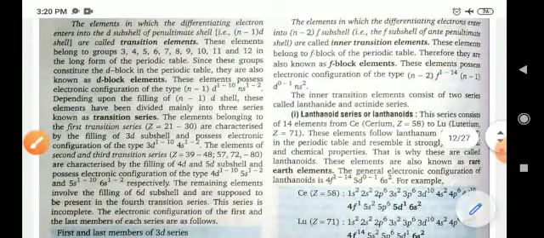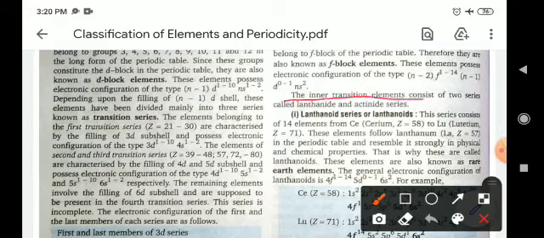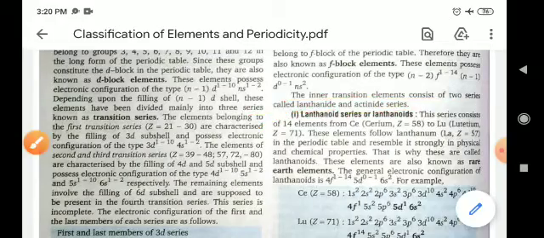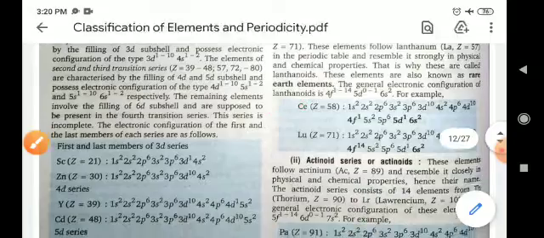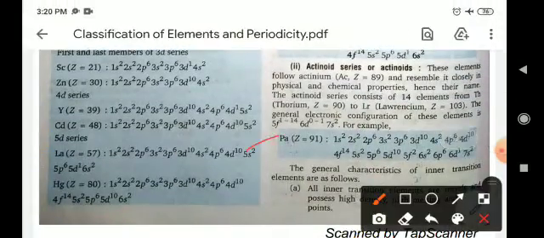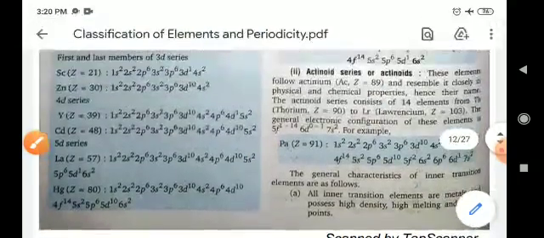Okay, the inner transition elements consist of two series called lanthanoids and actinoids. Lanthanoid series and actinoid series. Okay, the elements from cerium to lutetium are known as the lanthanoids, and thorium to lawrencium are known as actinoids.